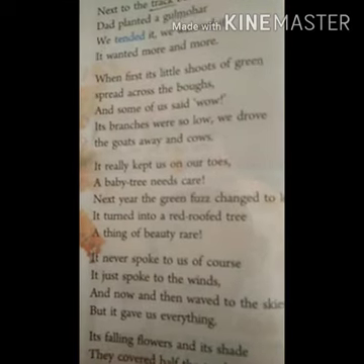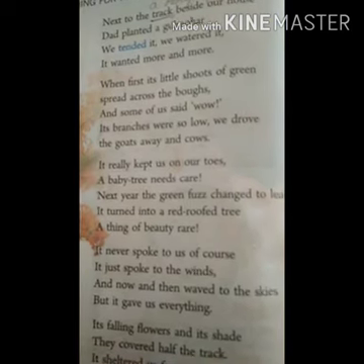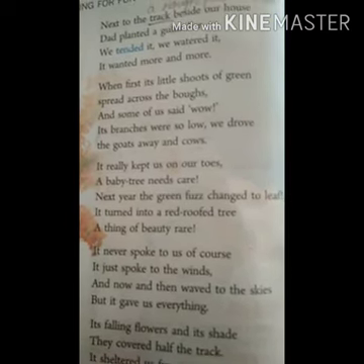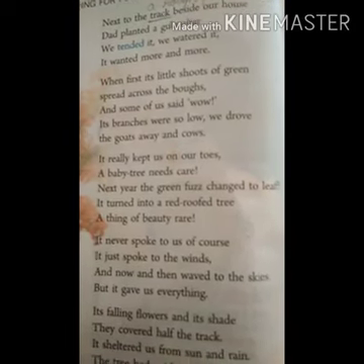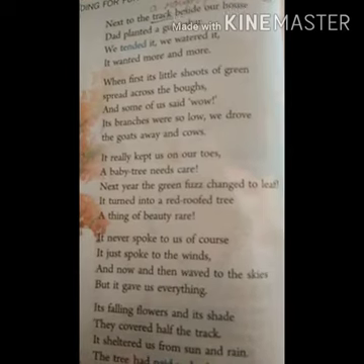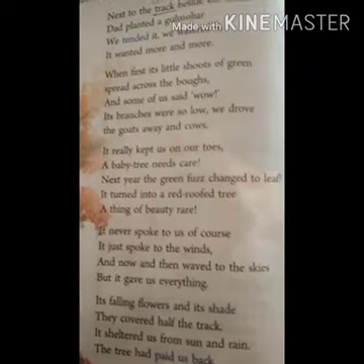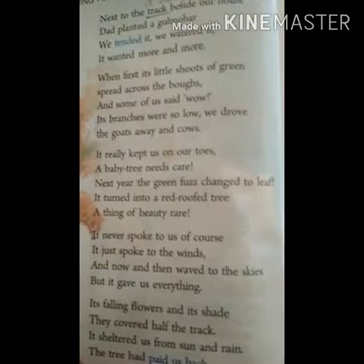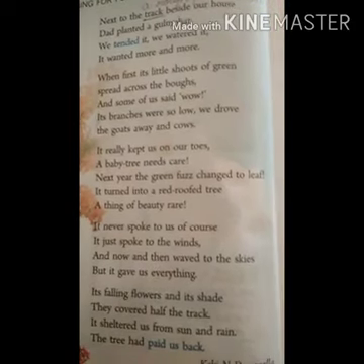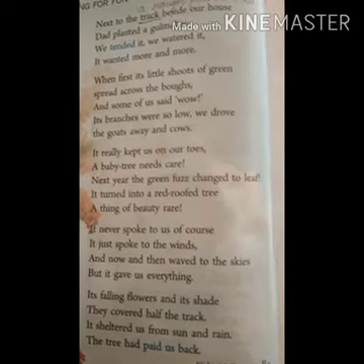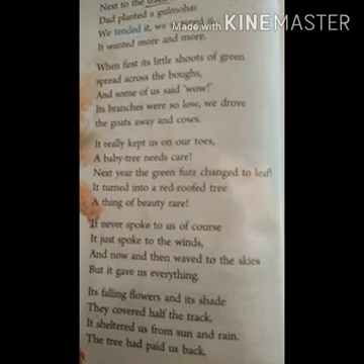When first its little shoots of green spread across the boughs, and some of us said, "Wow!" Its branches were so low, we drove the goats away and cows. See what happened. At first, when the plant is very small, small leaves, little shoots of light green color will appear first on the plants. Yes or no? Yes. Spread across the boughs.